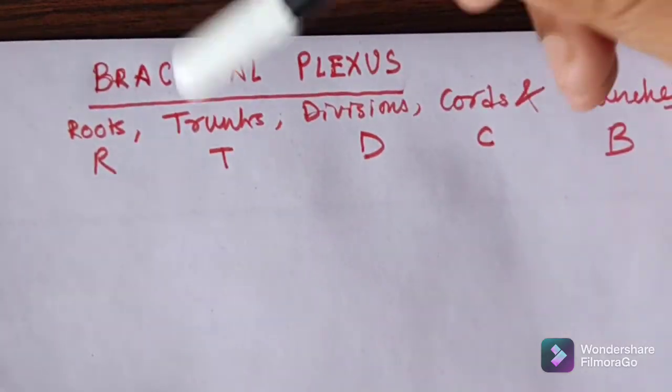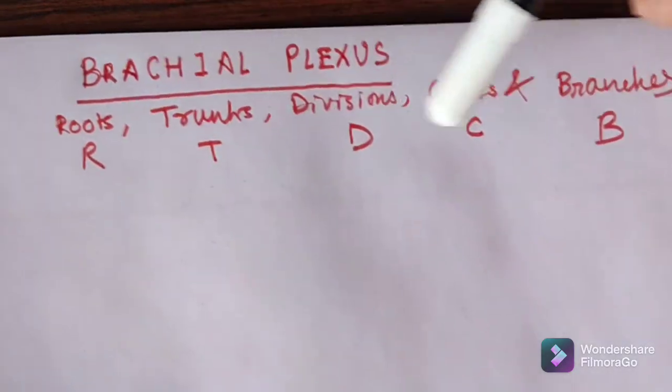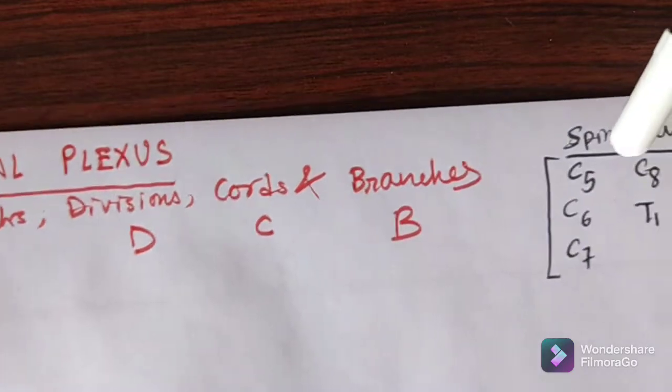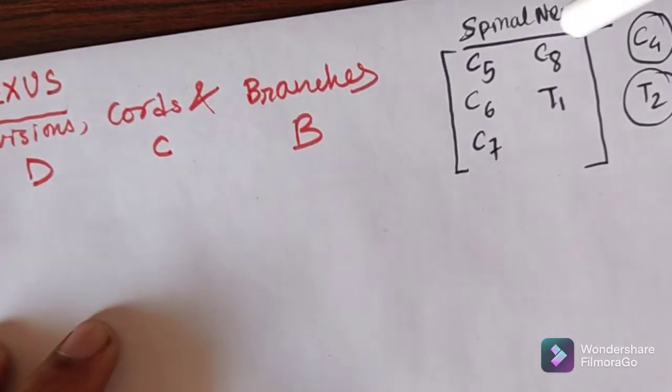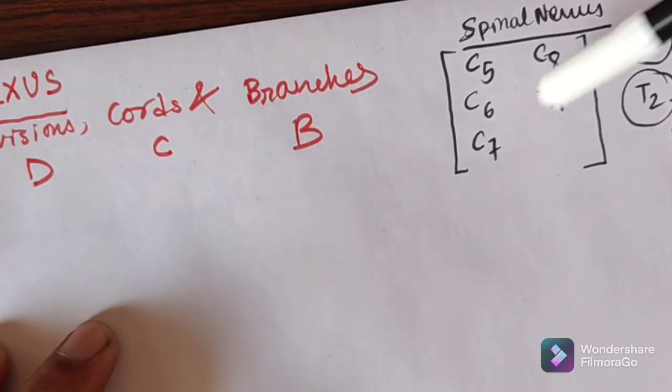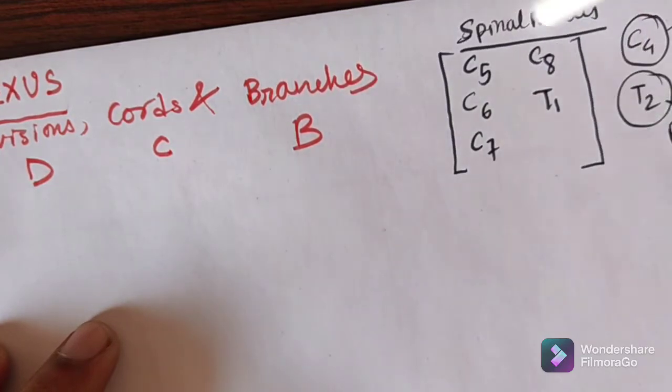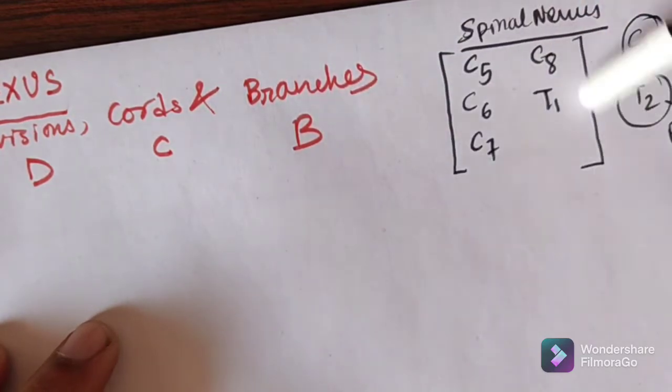Today we will be discussing the brachial plexus. The brachial plexus consists of roots, trunks, divisions, cords, and branches. The anterior primary rami of spinal nerves C5, C6, C7, C8, and T1 constitute the roots of the brachial plexus.